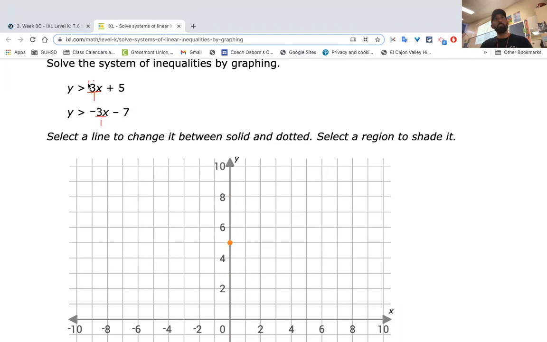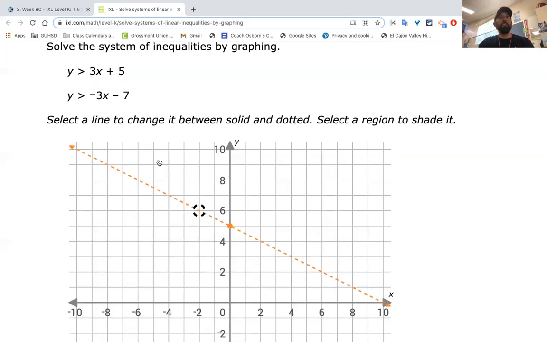So remember, if it's positive, we're going to go up and then right 1. And then here we're going to go down and then right 1. Okay, so remember the difference. Positive, we go up first, then right. Negative, we go down first, then right, right? Okay, so let's clear that out.